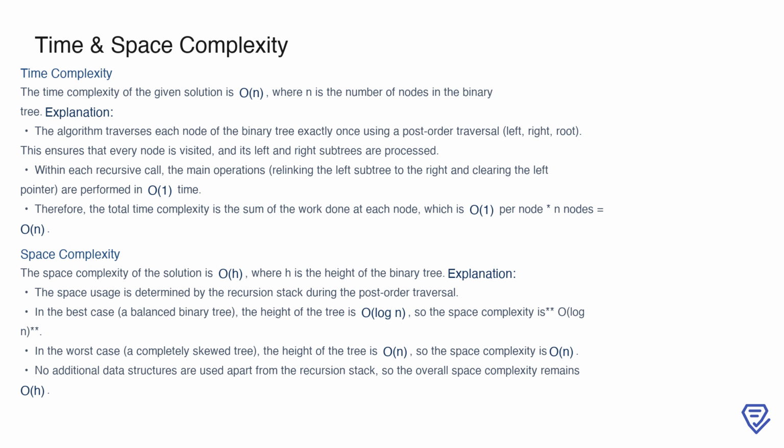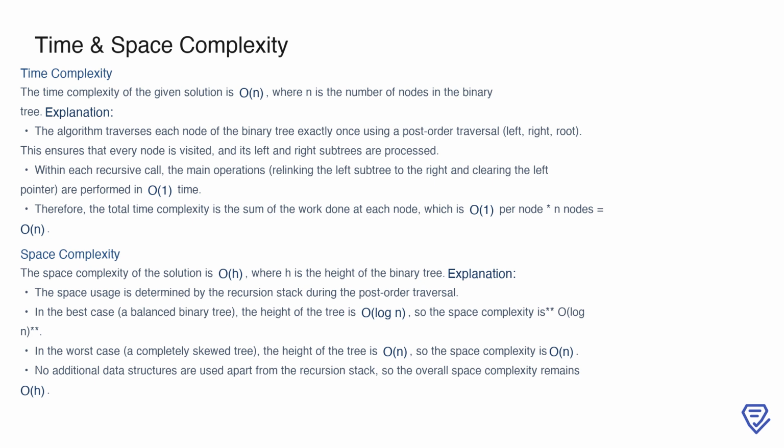For every node, the operations performed, relinking its left subtree to its right and clearing its left pointer, only take O(1) time. Since these constant time operations occur once for each of the n nodes, the total time complexity sums to O(n). Now, looking at space complexity, it is determined by the depth of the recursion stack.